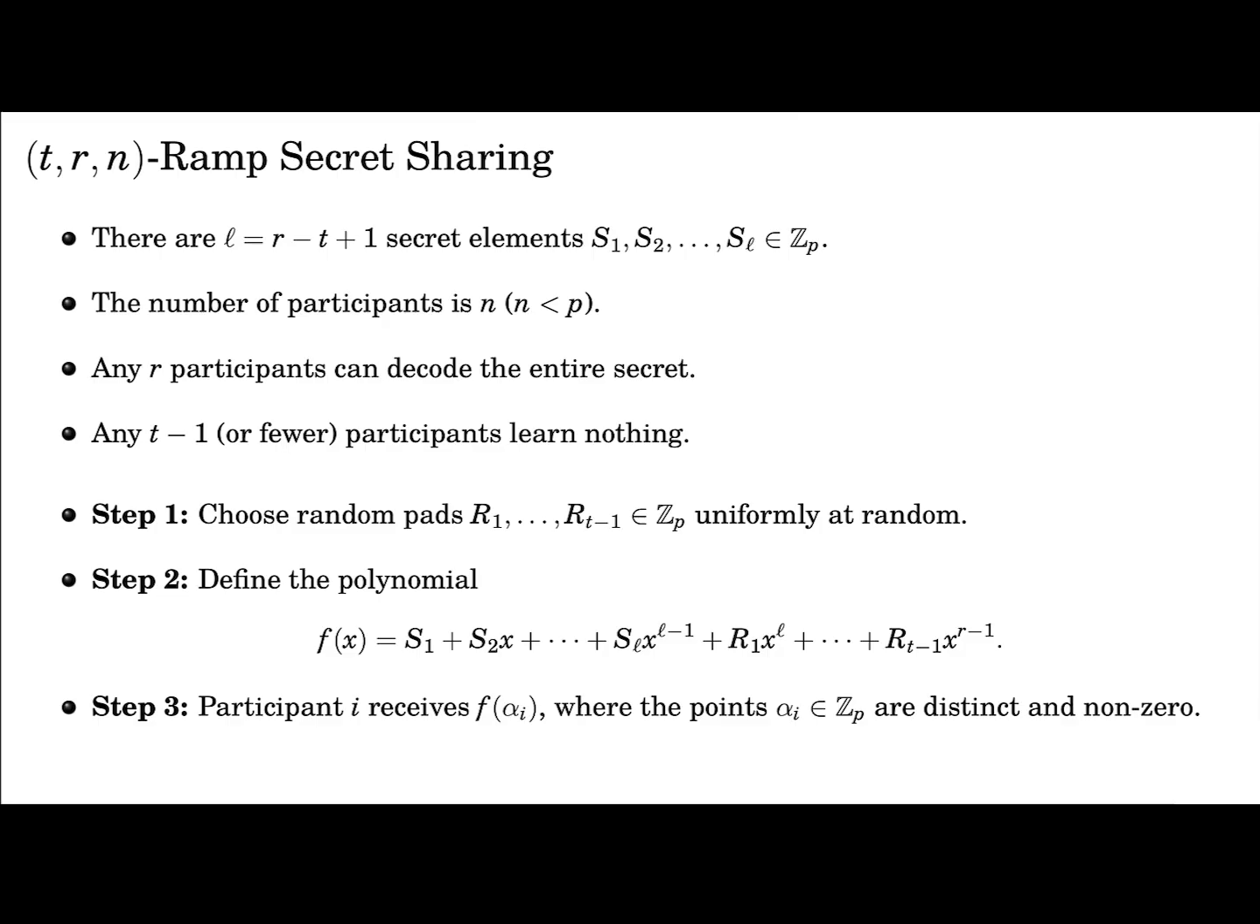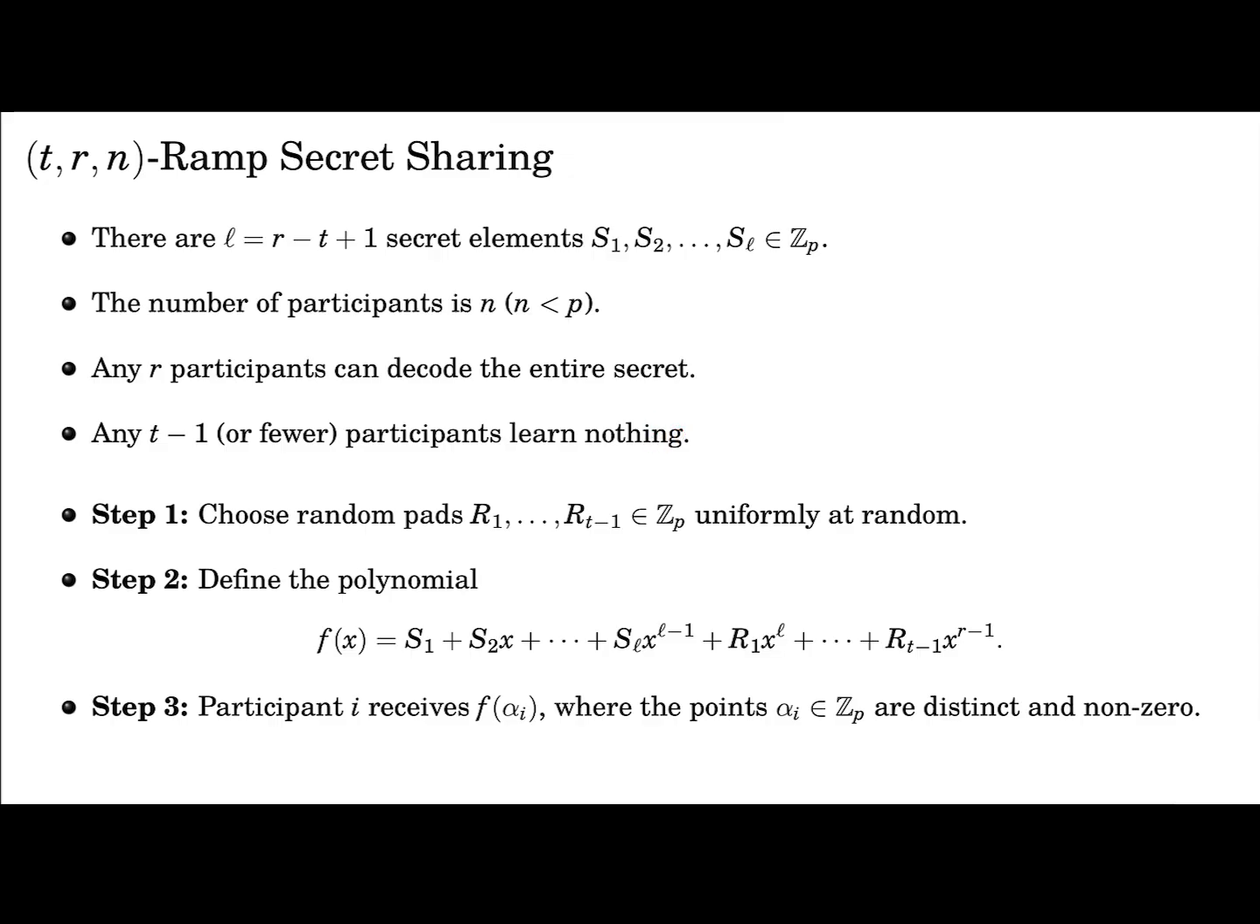The first guarantee is that any R participants can decode the entire secret. That's what we need, right? We need any R participants to decode the secret. This is called decodability. And the security guarantee, called secrecy, is that any T minus one or fewer participants should learn nothing.